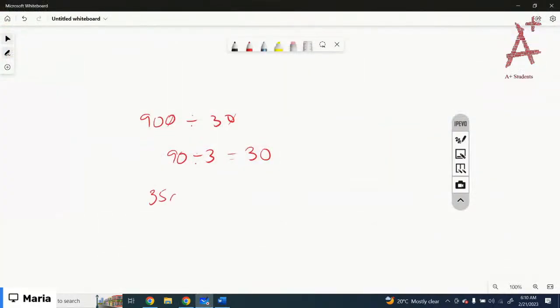35,000 divided by 50. So the 0 and 0 cancel out, and you have to divide 3,500 by 5. 5 times what number is 35? 5 times 7 is 35. So it would be 700. Got it? So the correct option is 700.